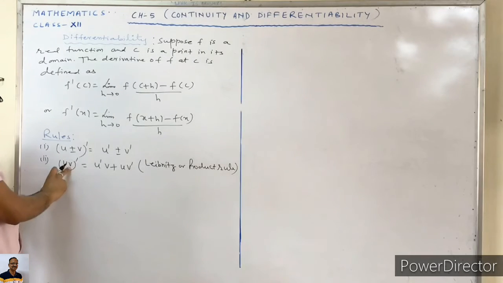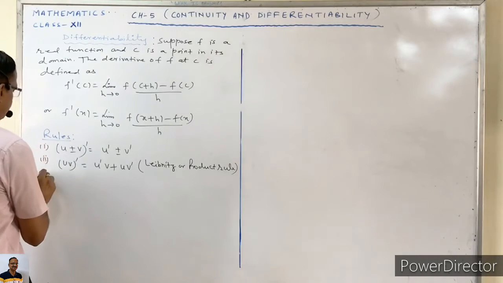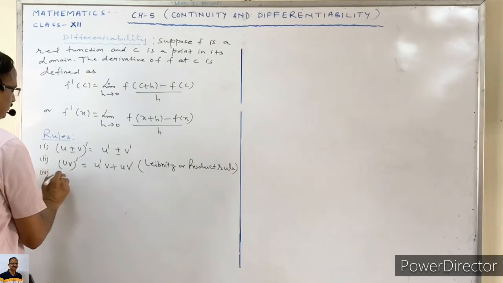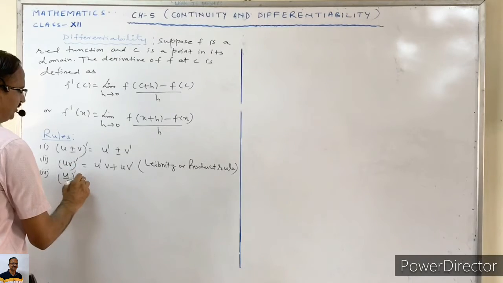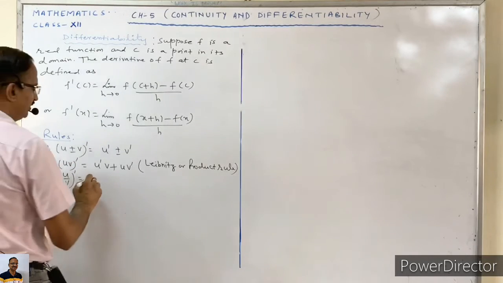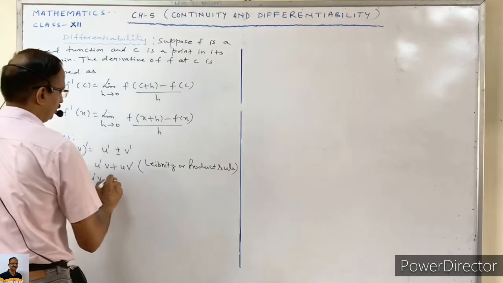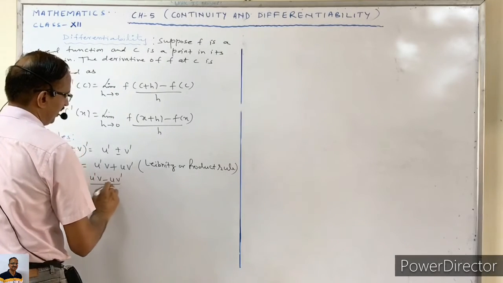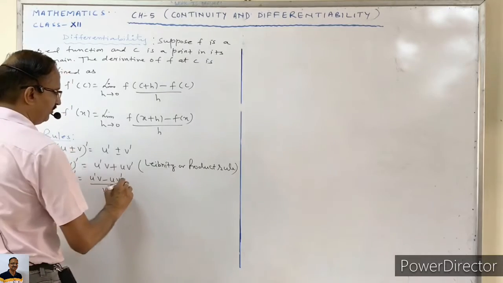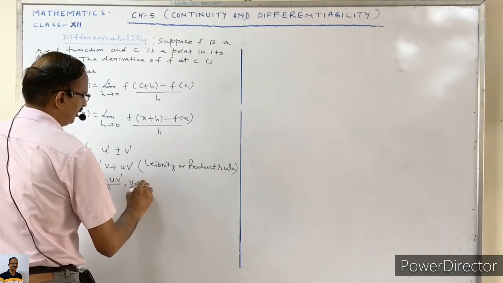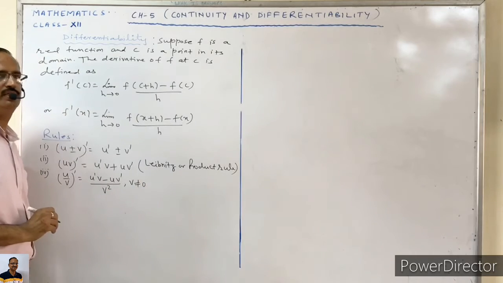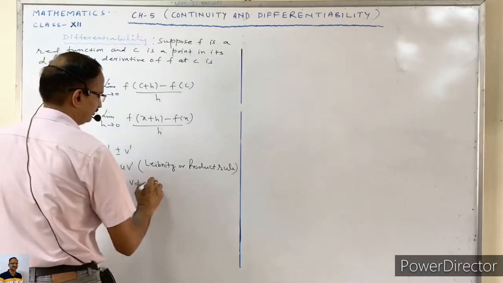Here we have the product of two functions. That's why this is called product rule. Third, u by v dash can be written as u dash v minus u v dash, by v square, where v is not equal to 0. This is called quotient rule.